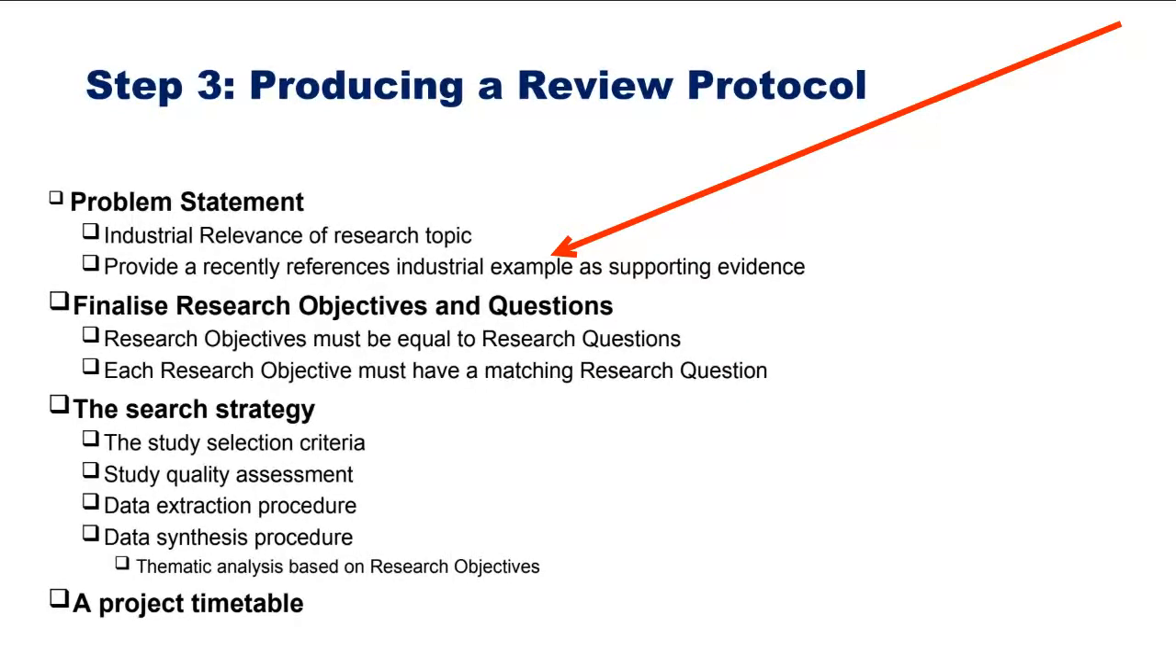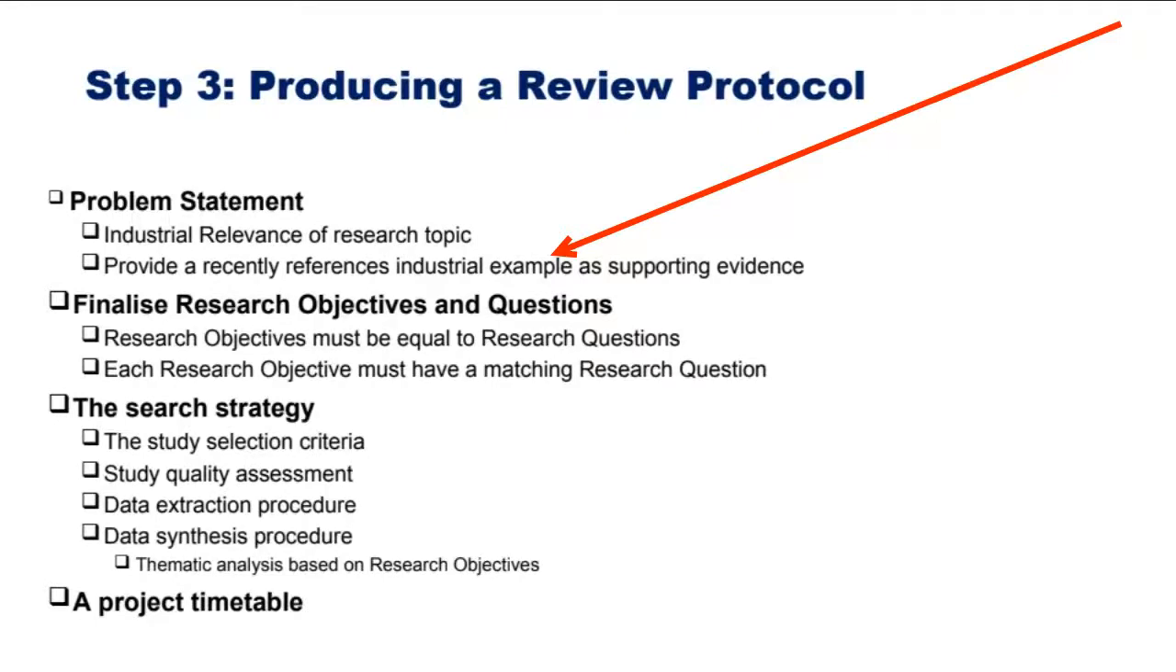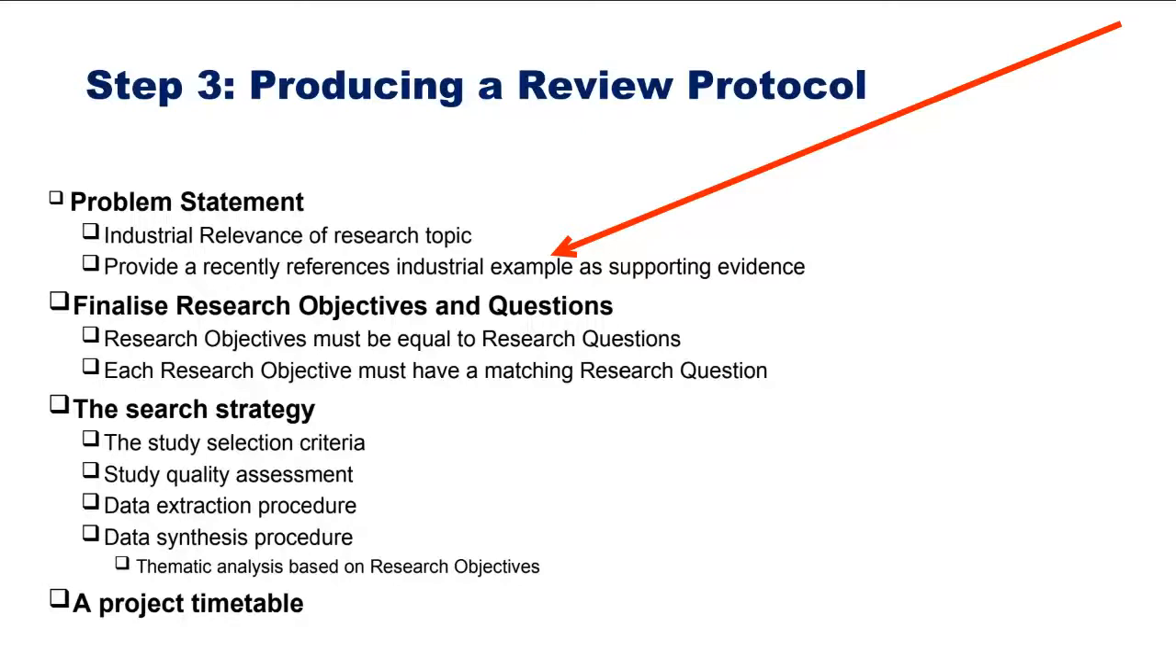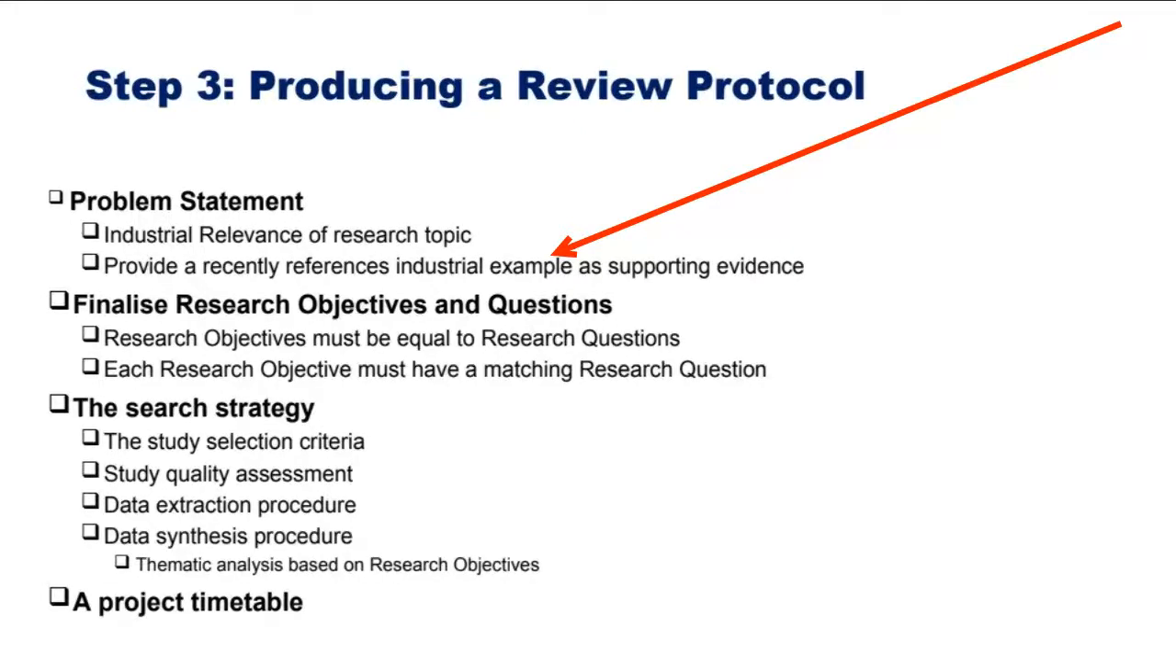The third thing is that you have to develop a search strategy. The search strategy is the protocol, or the steps, that you are going to follow to select the articles. Here you talk about the study selection criteria, and what quality criteria you will use to assess the quality of the articles. I'm going to show you some quality criteria also. Then there is the data extraction procedure and the data synthesis procedure you are going to follow, which is generally based on thematic analysis according to research objectives. We are going to discuss all these in the coming slides.